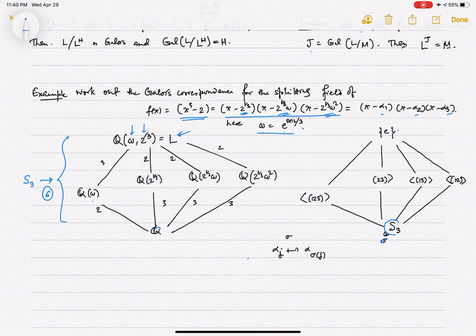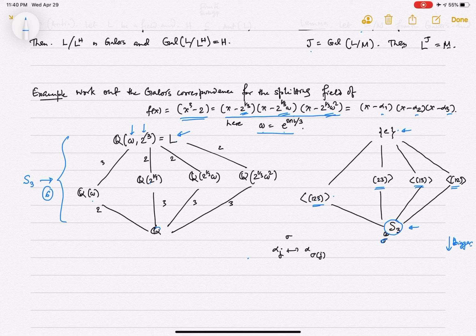Put the group S3 here, and I've written down all its subgroups. There are 6 subgroups: S3 itself, 4 proper subgroups that are different from the trivial subgroup, and the trivial subgroup. And the arrows indicate which is contained in which. On this side, as you go down, things get bigger.